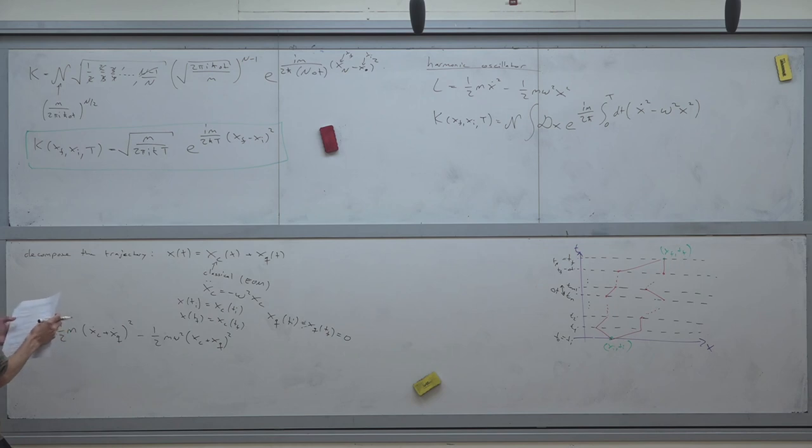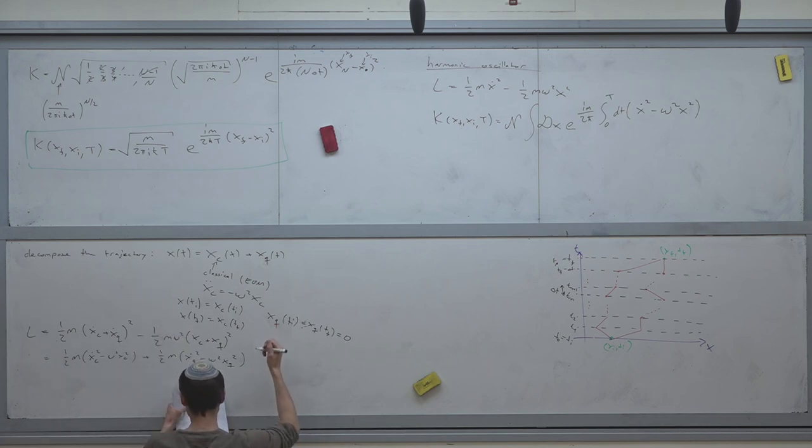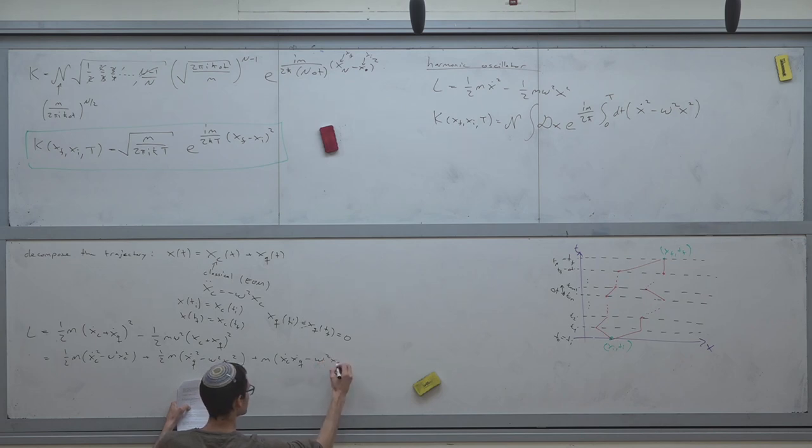I'll open up the square and shift terms around a little bit. What you get is 1/2 m xc dot squared minus omega squared xc squared. That's the first part from here and the first part from here. Then I can take the last terms, 1/2 m xq dot squared minus omega squared xq squared. And then I have the cross term from here and the cross term from the potential energy. That's plus m xq dot minus omega squared xc xq.